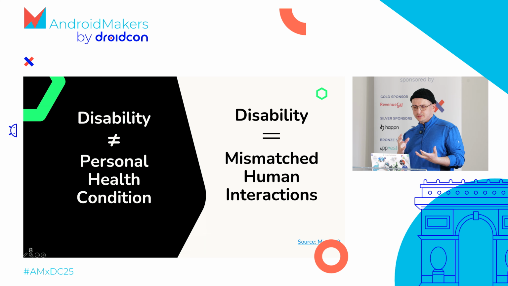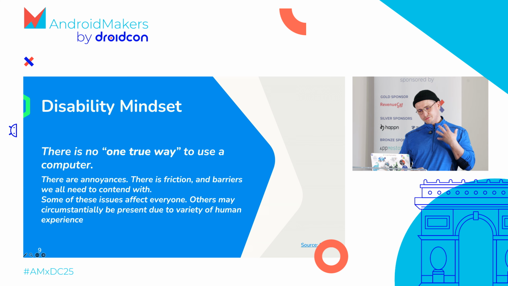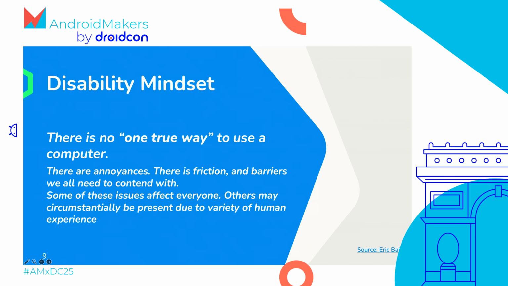And we as developers who develop apps should not think about an average user, because the average user, in quotes, does not exist. We have to have this disability mindset, which says there is no one true way to use a computer, because all of us use computers differently. We all experience different problems with our computers, but due to the variety of human experience, some problems are more common than others.